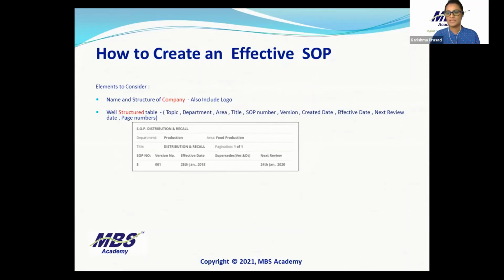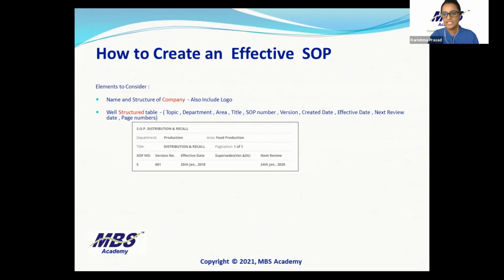Pagination is actually telling you the number of pages your SOP has. So if it has 5 pages, it will say 1 of 5. So you know that the complete SOP document has that many pages. We also have a SOP number. The SOP number is a unique identifier of the SOP. So if you pick this particular number, it's going to go to an SOP title for production with distribution and recall.